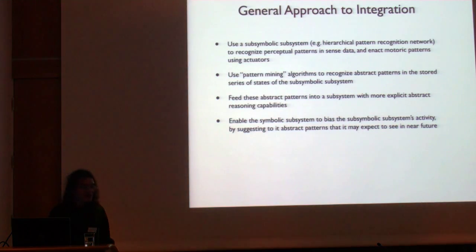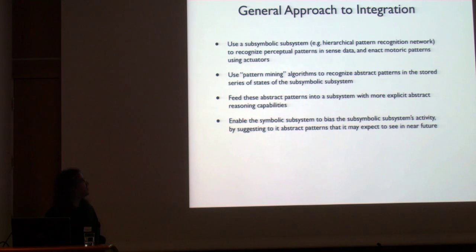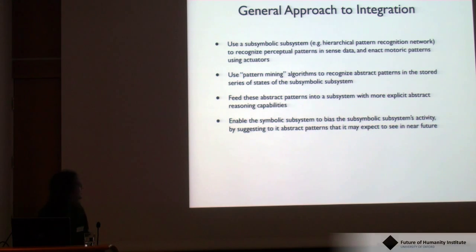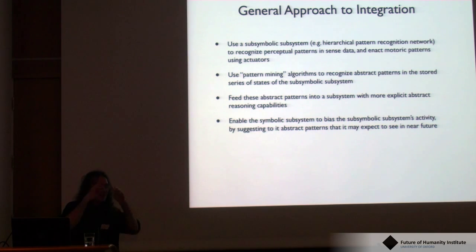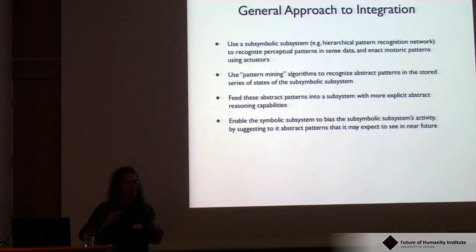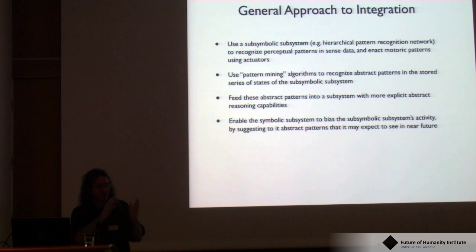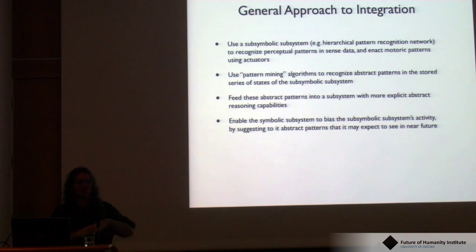One way to do that, which we've been taking in the OpenCog system, is to take a subsymbolic system and use it basically as a perception module. Use some pattern mining algorithms to recognize patterns in the states of the perception system. Then have your symbolic reasoning system act on those patterns that are recognized within the states of the perception system. And then you can have some feedback too. Use your symbolic system to bias the subsymbolic system to recognize certain kinds of patterns.